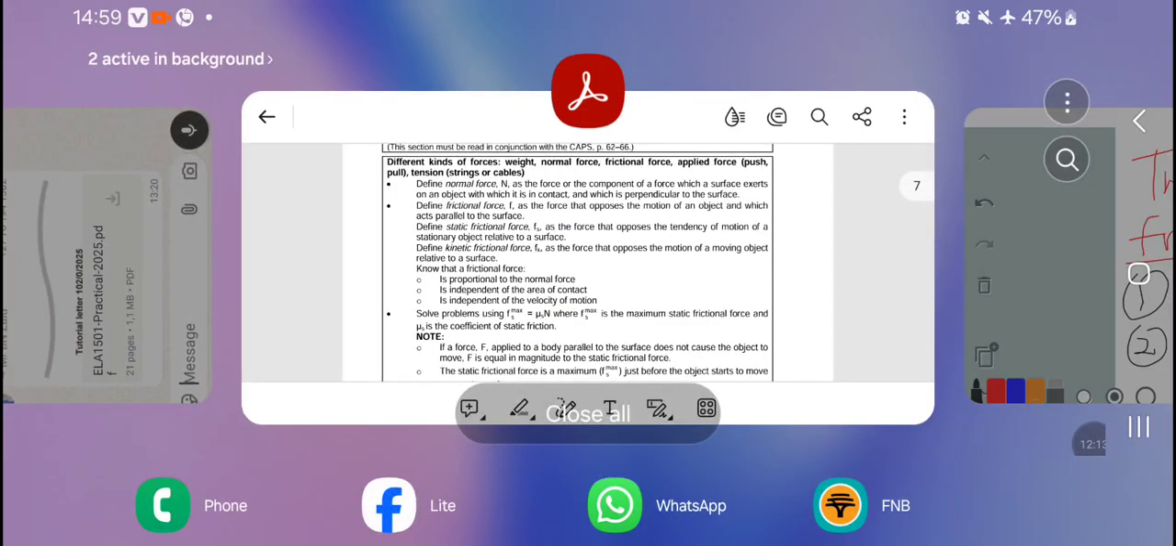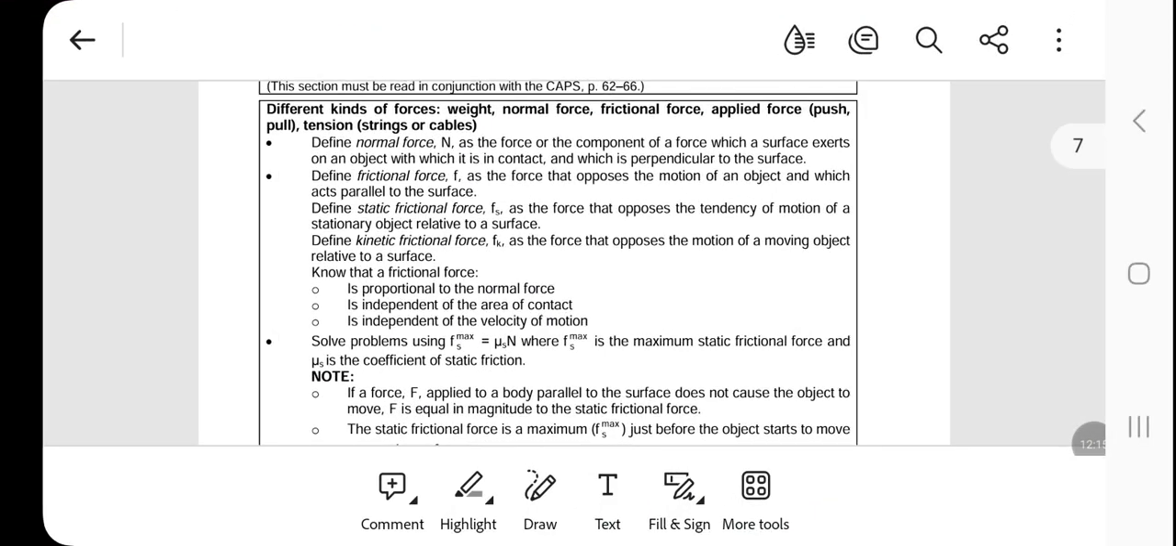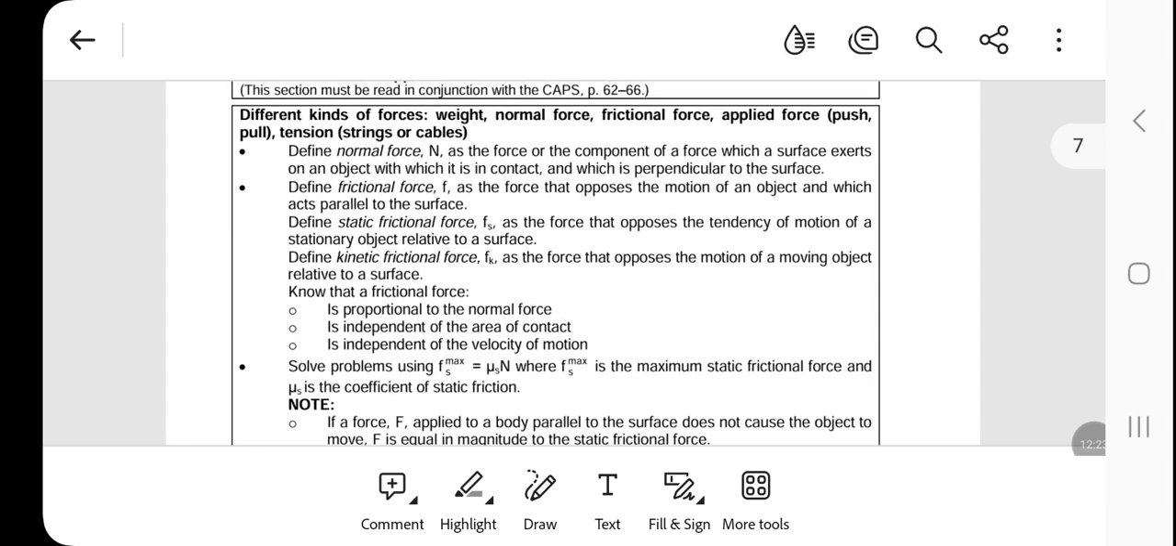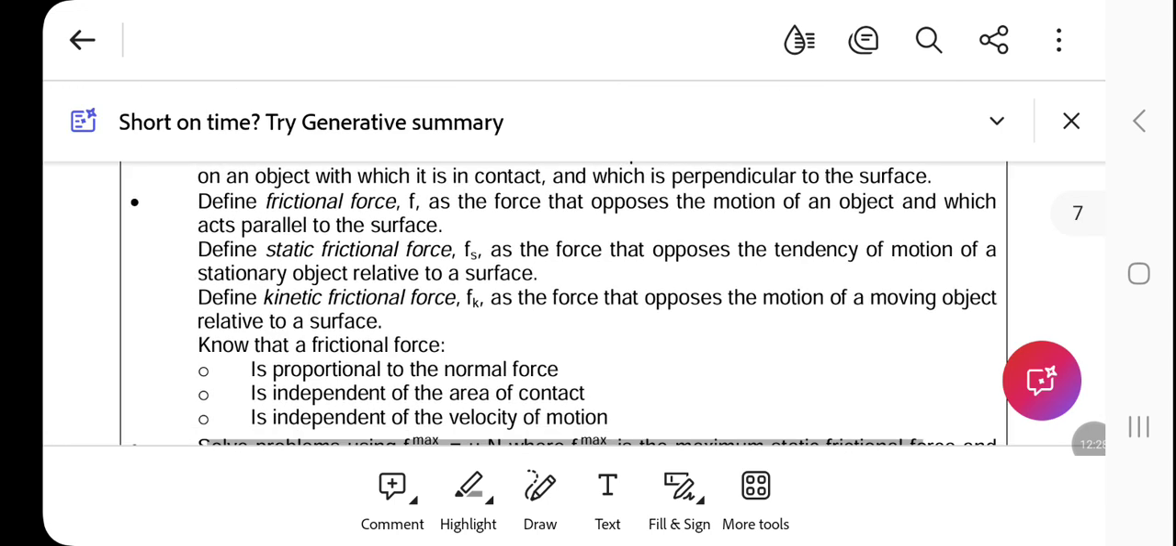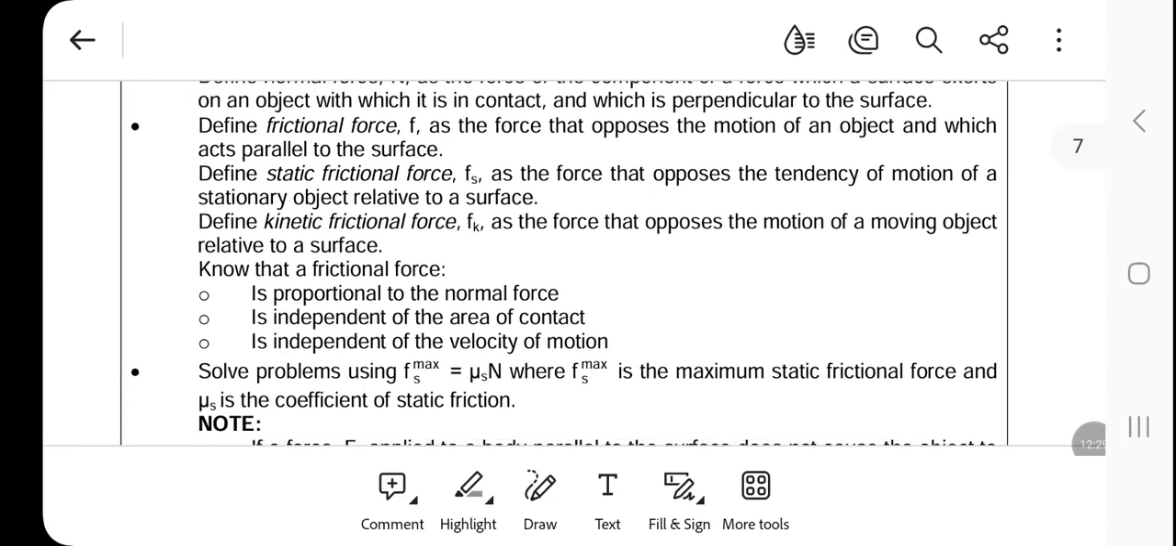So let's go back to the examination guideline here. Now they say define static frictional force. It's written as Fs, a small letter f with a subscript s. Please, you need to know exactly, you must know how to define it. Let's read it. It's the force that opposes the tendency of motion of a stationary object relative to the surface.